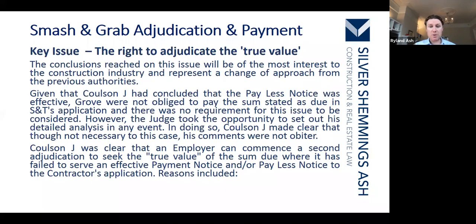However, the judge took the opportunity to set out his detailed analysis, and in doing so, made clear, though not necessary to this case, his comments were not obiter. So what Justice Coulson was making clear is that the employer can commence a second adjudication to seek the true value of the sum due, where it's failed to pay the notice. And these are the reasons why.